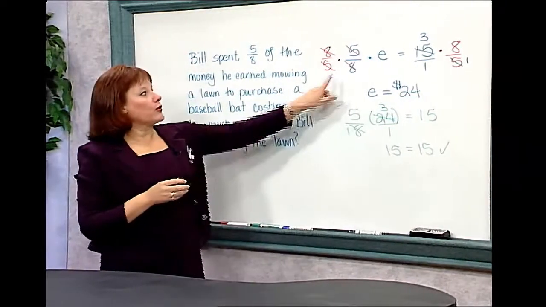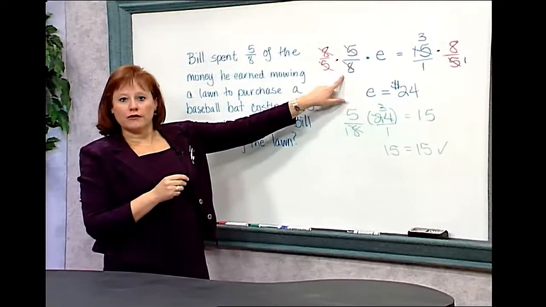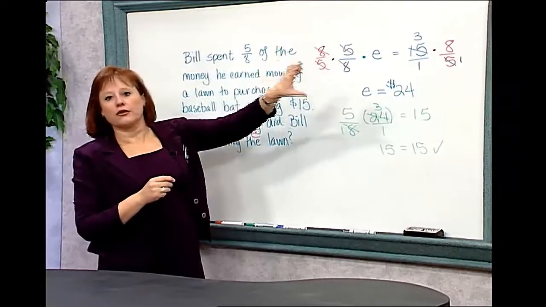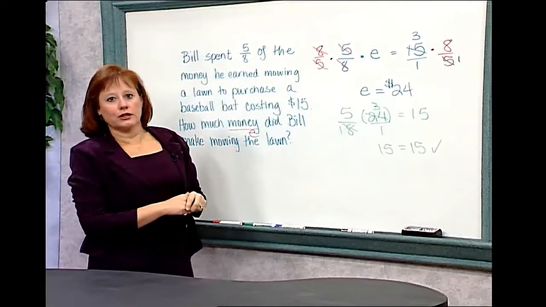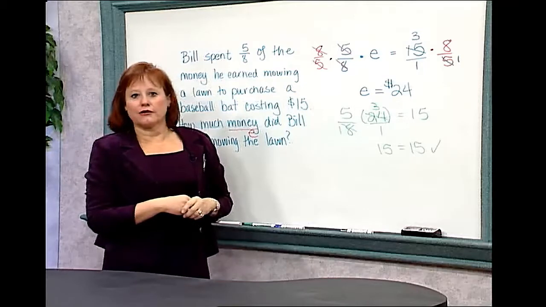When you're doing a problem with a fractional coefficient, all you need to do to solve it is multiply by the reciprocal on both sides of the equation. That way you can get your variable by itself and solve the problem.